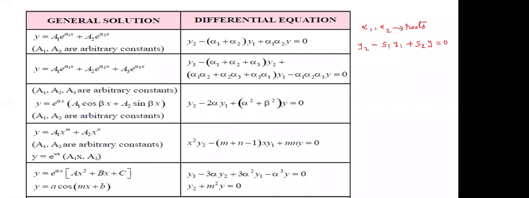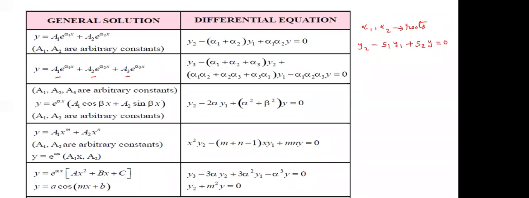And see the third equation: y is equal to a1 into e power alpha 1 x plus a2 into e power alpha 2 x plus a3 into e power alpha 3 x. Here a1, a2, a3 are arbitrary constants. Alpha 1, alpha 2, alpha 3 values, just observe that those are also constants. How to form the differential equation? y2 means d square y by dx square. y3 means d cube y by dx cube.